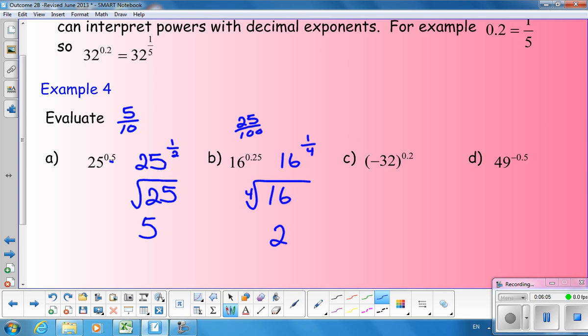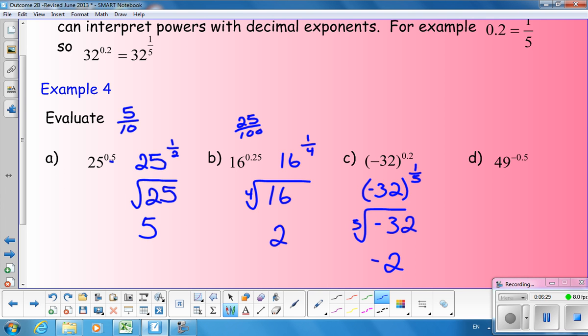In the next one, we already discovered that decimal 2 is 1/5, so this is equivalent to negative 32 to the power of 1/5. That means that I want the fifth root of negative 32. Well, the fifth root of negative 32 will be negative 2. Again, we could do our factor tree and make 5 equal groups to simplify that.